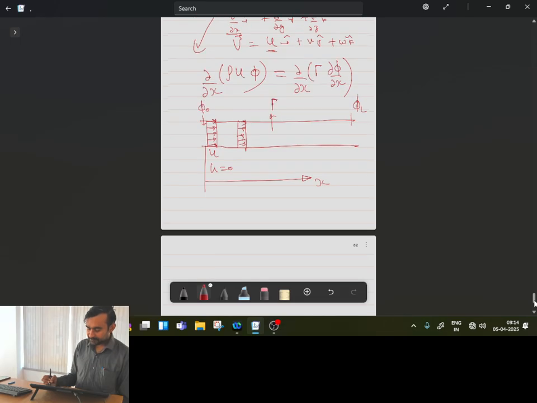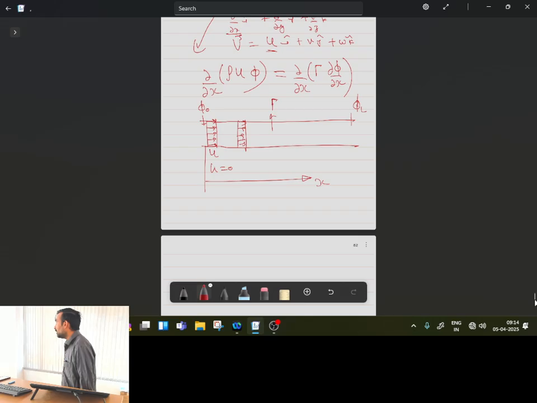Boundary velocity will be zero, or at the boundary, no slip will be there or not?